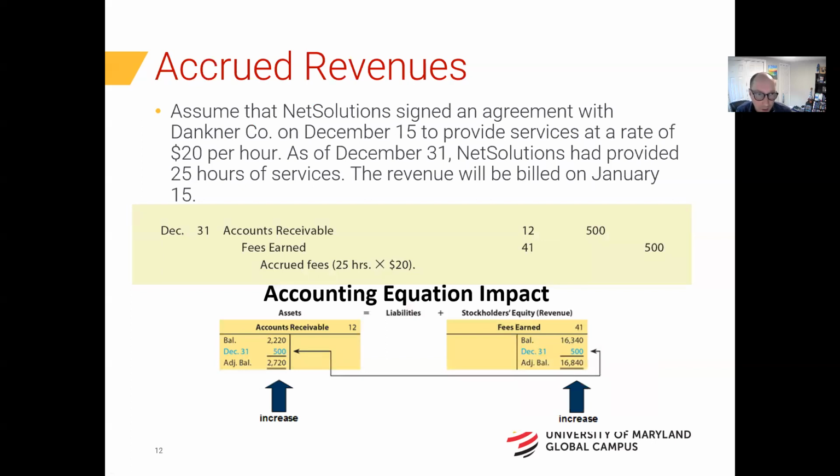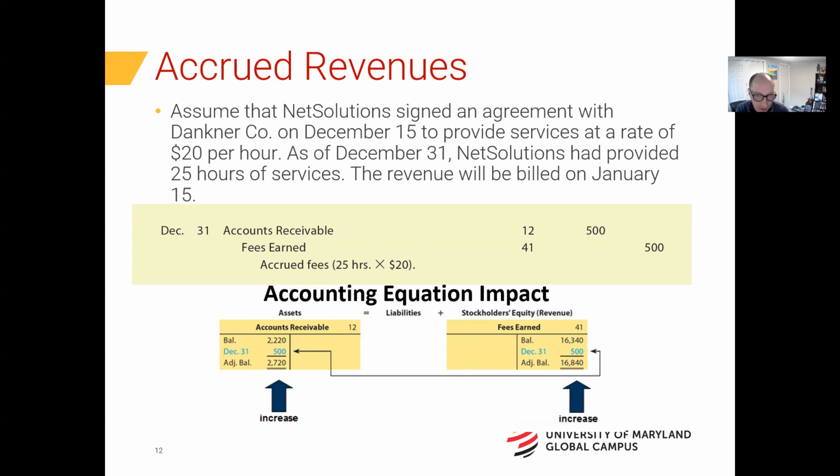So our company signed an agreement with another company on December 15th. Okay, we can see where this is going, right? December 15th to provide services rated $20 per hour. At the end of December, we need to make an adjusting entry based off of the number of hours performed during the month of December. It does not spill over into January. January is its own accounting period.